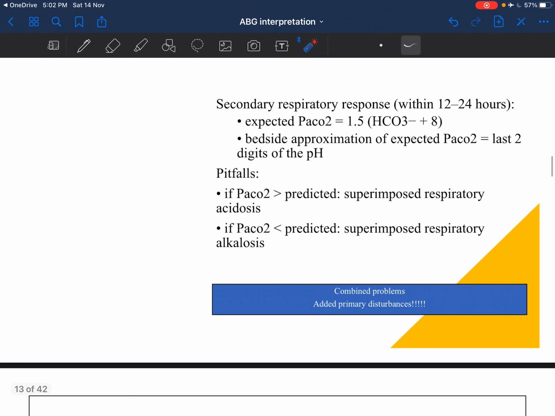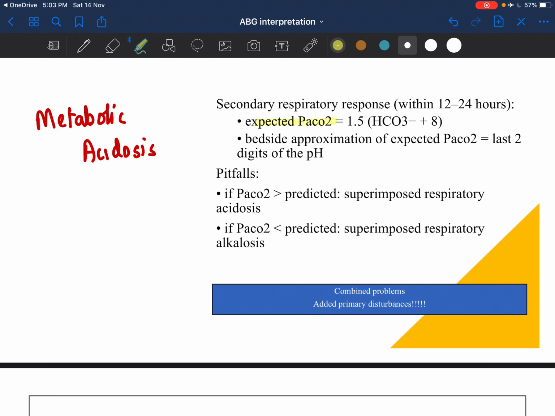So, now you know how systems are compensating with each other. Okay. So, in metabolic acidosis, what happens? So, this is metabolic acidosis. You know that in metabolic acidosis, your respiratory system is going to compensate. So, what is the respiratory response that you expect? The response that you expect is PaCO2 should decrease. How much should it decrease? 1.5 times the bicarbonate plus 8. Okay. So, if this much it is decreasing, then it is the expected change.